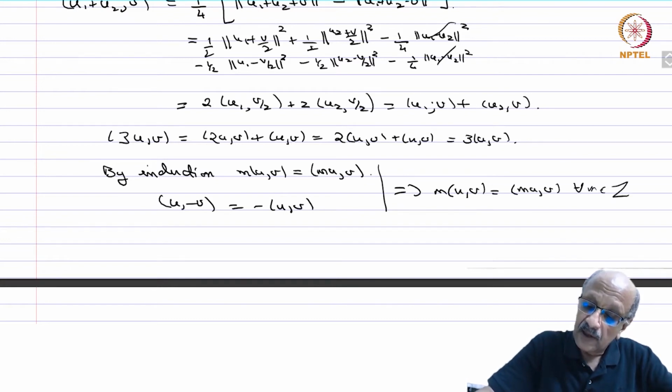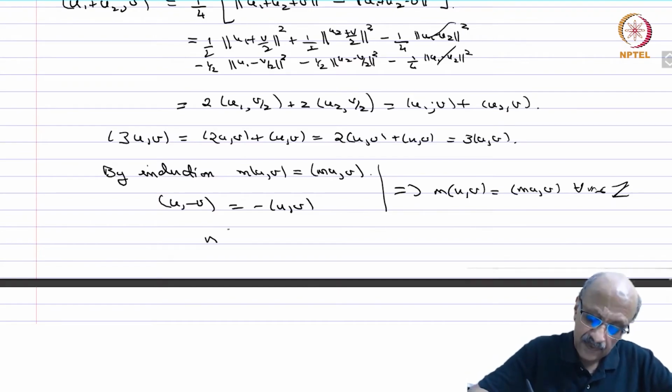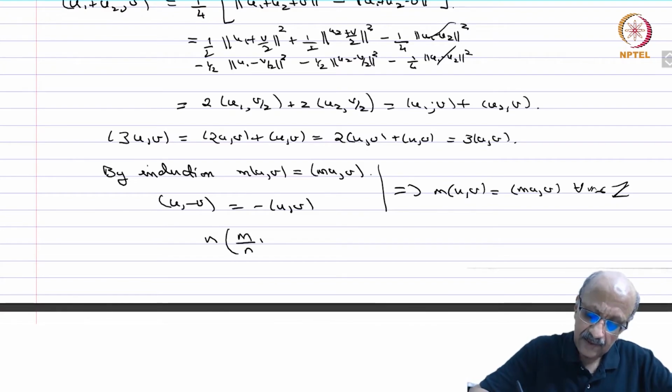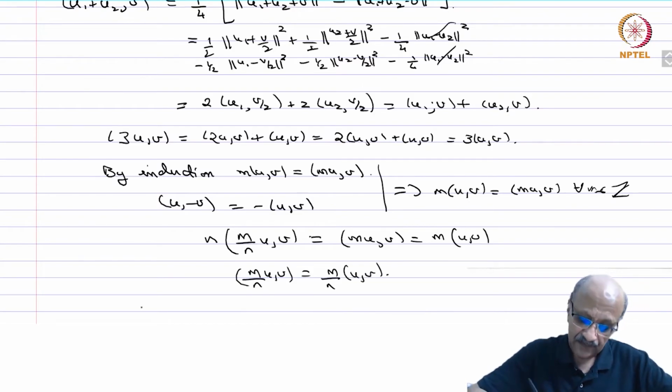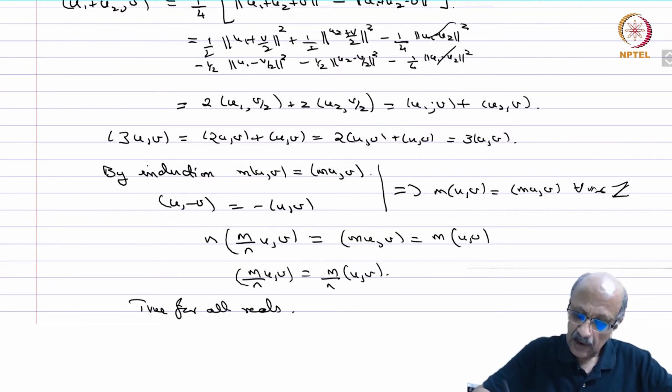All integers. Okay, so then n times (m/n u, v) equals (mu, v) equals m times (u,v), and therefore (m/n u, v) equals m/n times (u,v). So it's true for all rationals. Now therefore true for all reals by continuity.